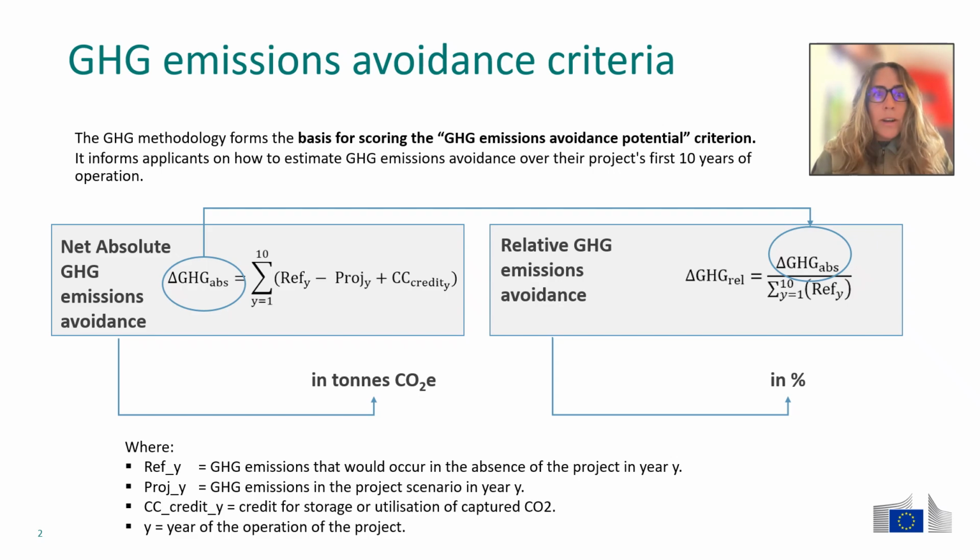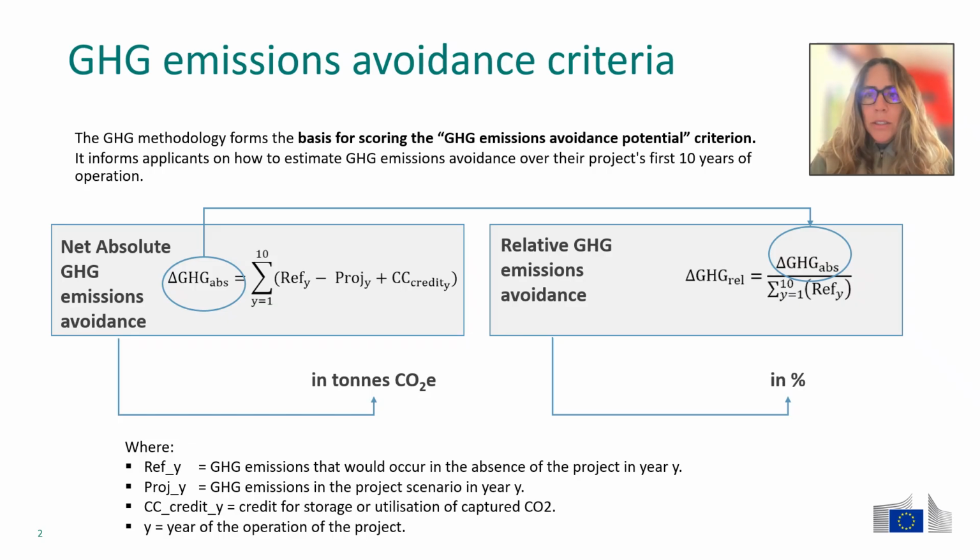Then, on the right-hand side of the slide, we have the relative emissions avoidance, which represents somehow how much of the reduction potential of a project has been leveraged and is calculated by dividing the absolute emissions avoidance by the reference emissions of their principal product.